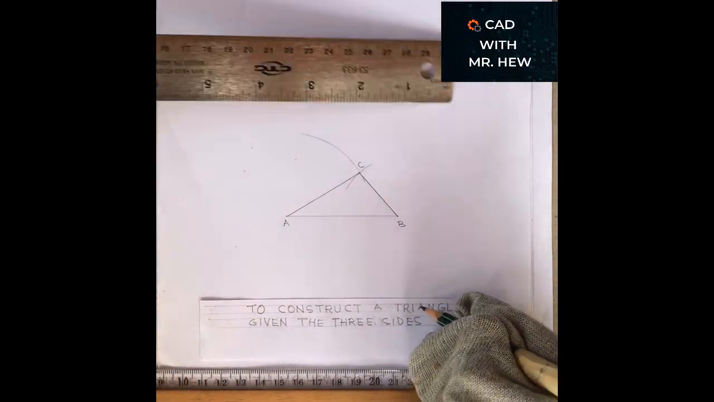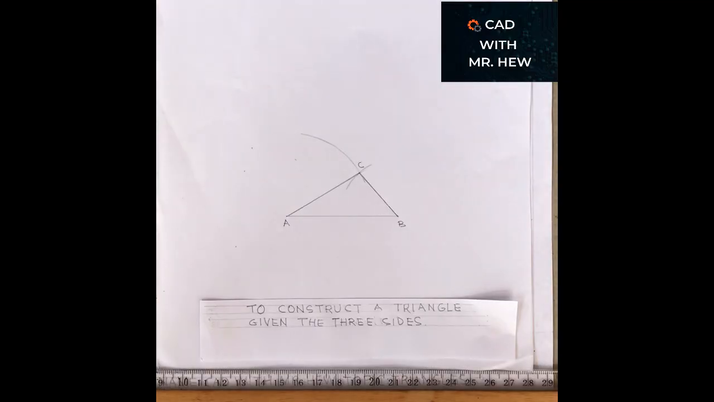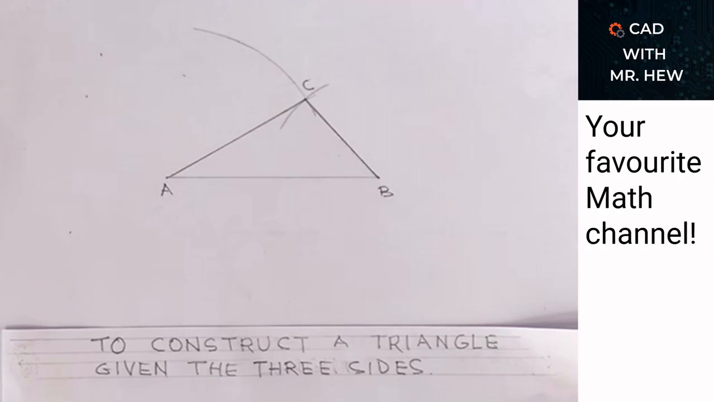Good job if you followed along. We have come to the end of today's video. In today's video, we looked at the construction of a triangle given the 3 sides. In the next video, we'll be drawing a similar triangle but with a different perimeter.